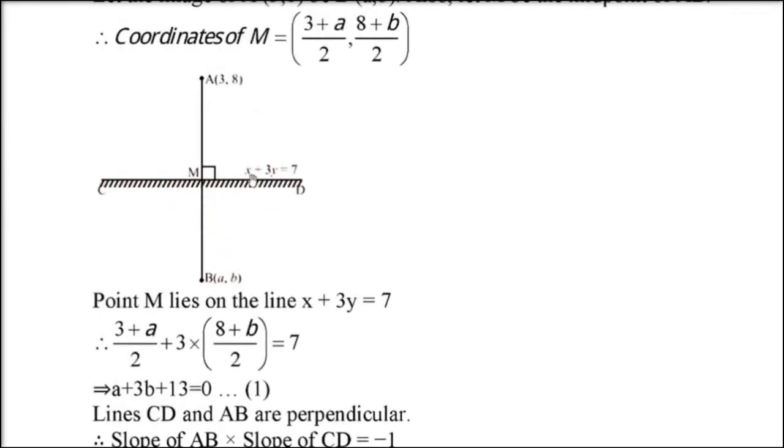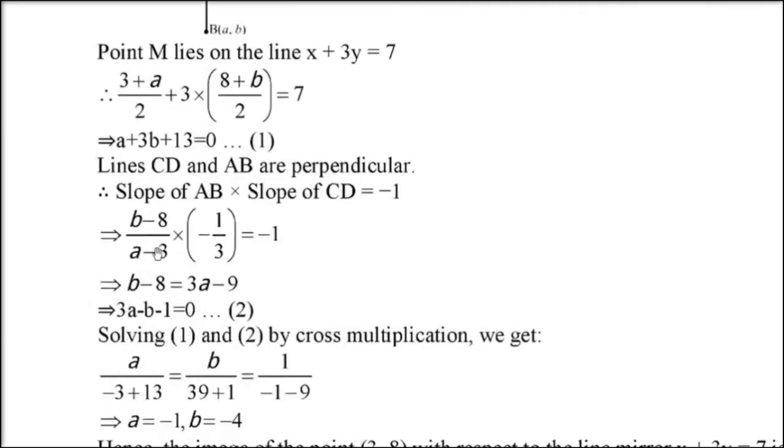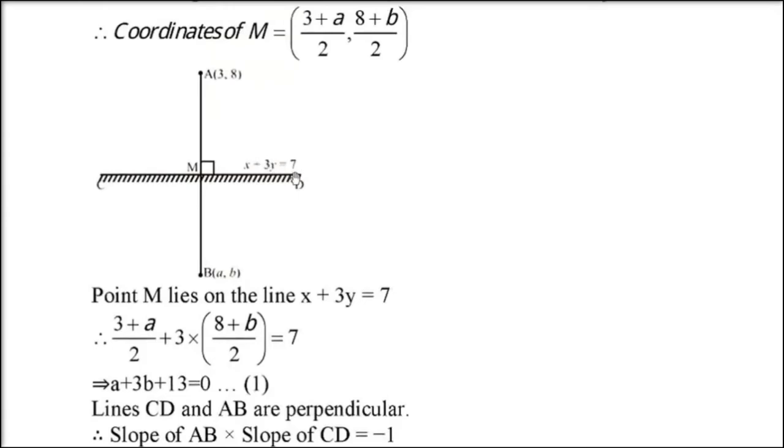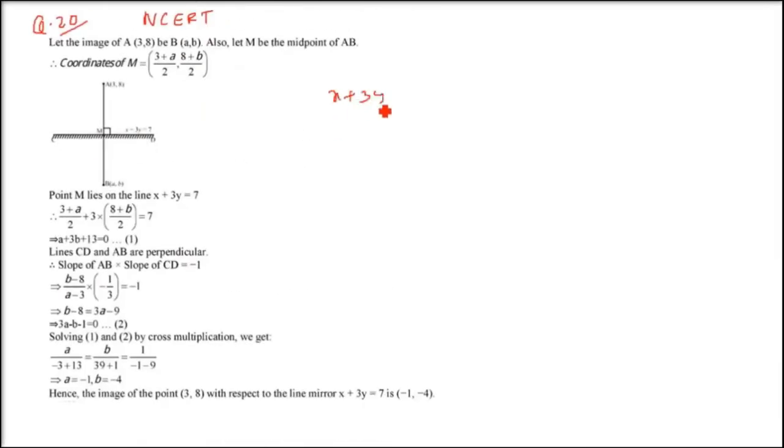Now, these two slopes multiplied, what do you get? You get minus 1. First let us find out the slope of the mirror line. So we have 3y equals minus x plus 7, y equals minus x by 3 plus 7 by 3. So the slope is minus 1 by 3 here. And what is the slope of the line AB? It is (b minus 8) by (a minus 3). When we multiply, it has to be minus 1. So you have (b minus 8) by (a minus 3) into minus 1 by 3 equals minus 1. So there is one more equation. So we have equation number 1 and equation number 2. We solve it, you will get minus 1 and minus 1. I hope you'll be able to solve it, right? I am pretty sure. You can use cross multiplication or any method of your choice.